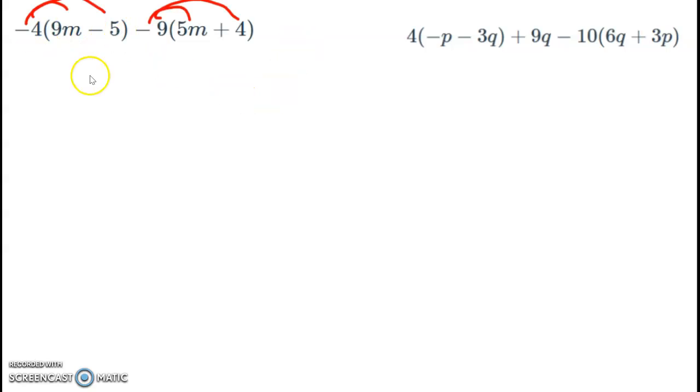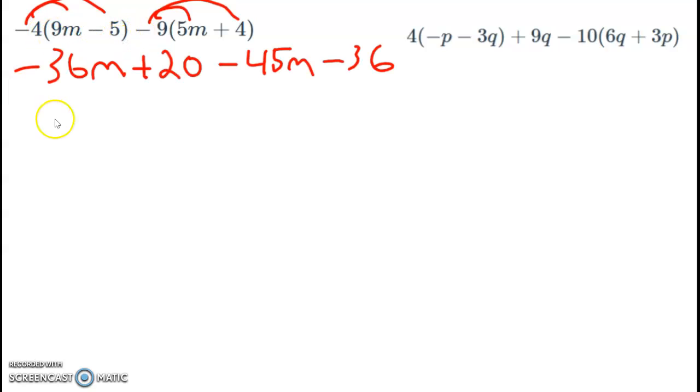Alright, so we're going to distribute the negative 4 times 9m and the negative 4 times negative 5. And you get negative 36m. Negative times a negative here is going to be a positive. 4 times 5 is 20. Negative times a positive is a negative. 9 times 5 is 45m. Negative times a positive is a negative. 9 times 4 is 36.